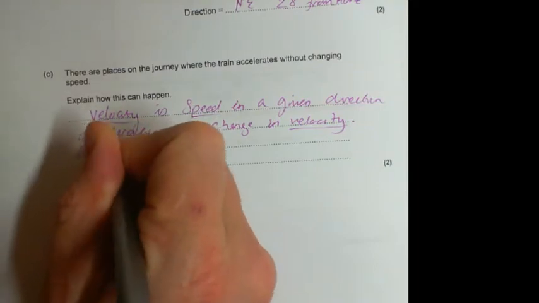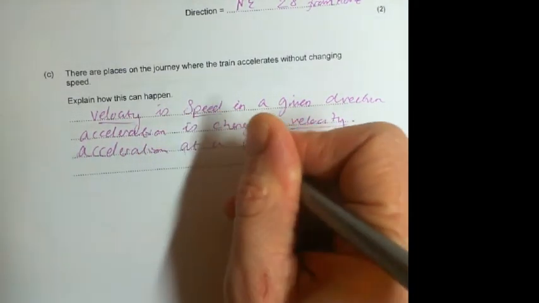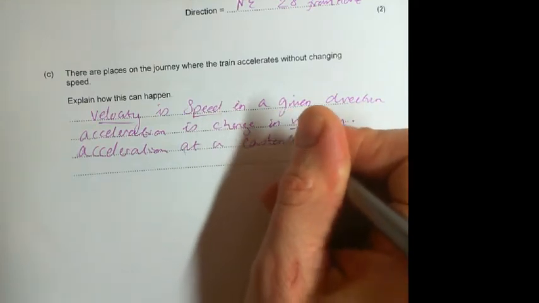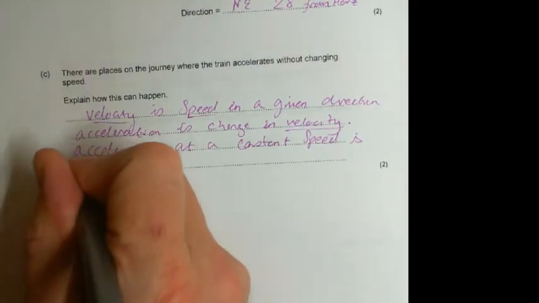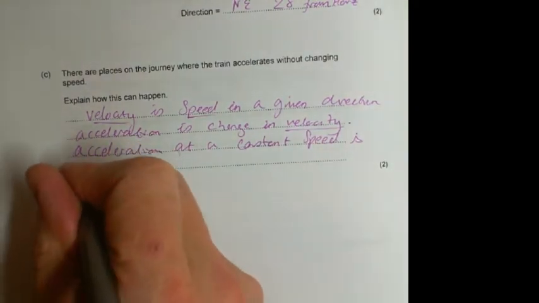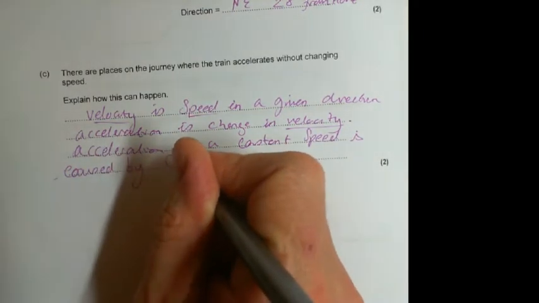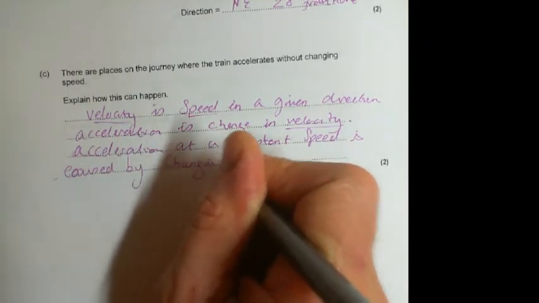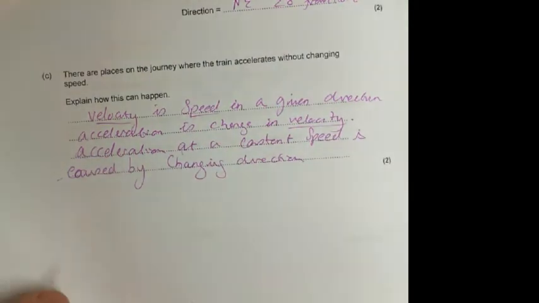So acceleration at a constant speed is caused by changing direction. D.